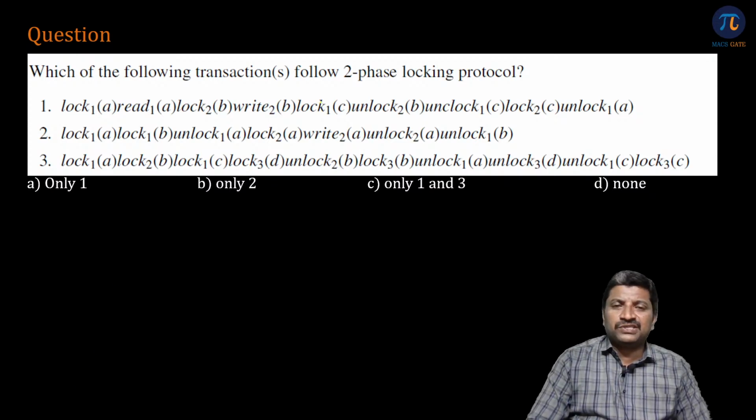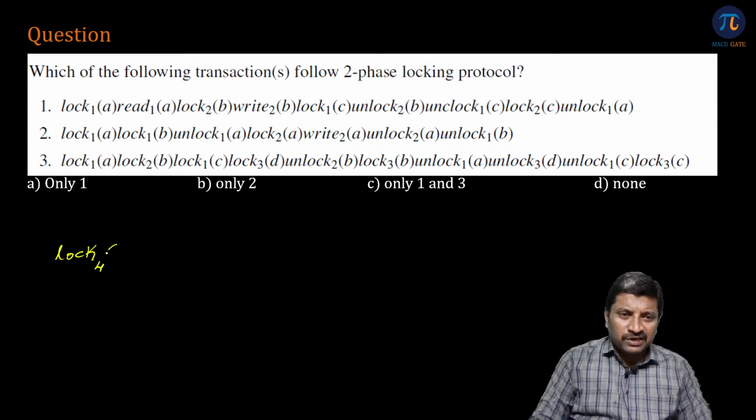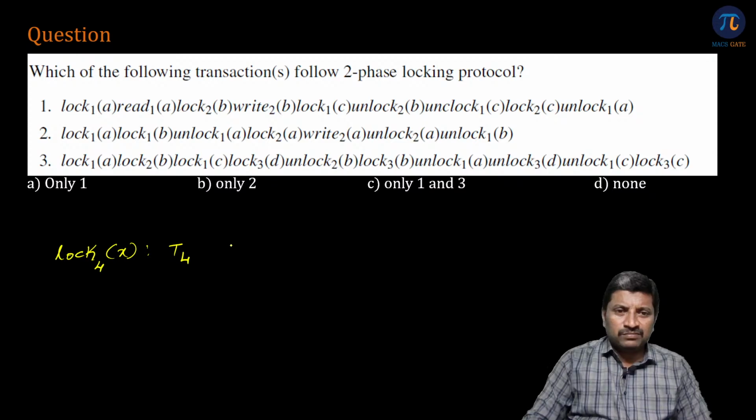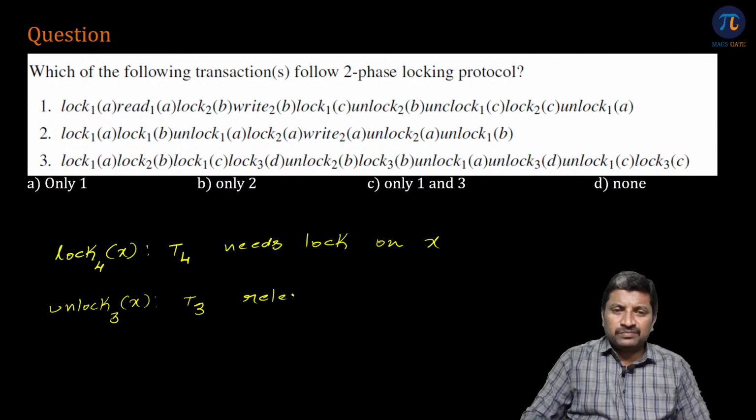Which of the following transactions follow two-phase locking protocols? Here they are using some notation, sir. Let me give it. Suppose they written like this: Lock 4 of x. What does it mean? Transaction 4 needs a lock on x. Suppose they written unlock 3 of x. That means transaction 3 is releasing the lock on x.